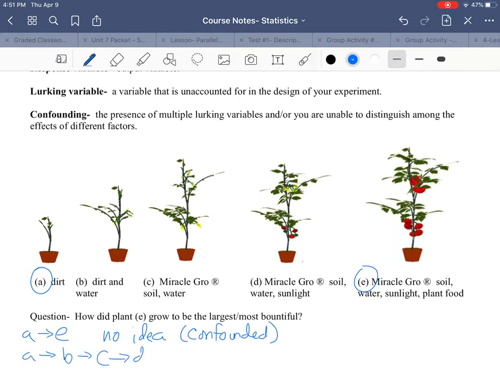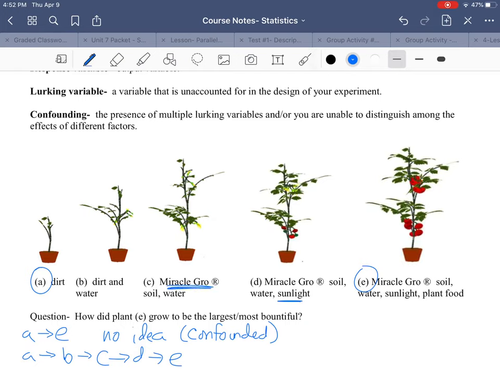But A to B to C to D to E, you have a pretty good progression and understanding that the sunlight leads to more greenery, I guess. I'm not a farmer, agriculturist, I don't know what the right word is. I don't know this as well as some other people would. But there's more leaves, you know. So sunlight is giving us more leaves, right?